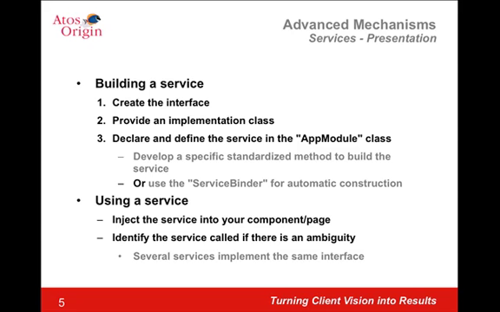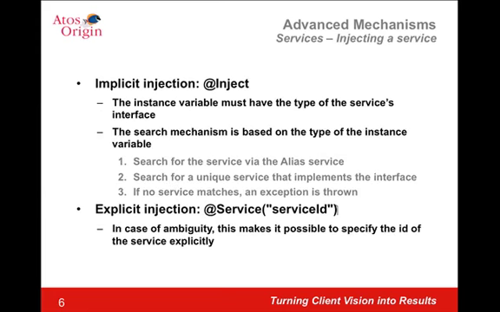We use the @Inject annotation to inject it into our pages and in our components. The instance variable must have the type of the service interface. Tapestry will look for a service based on the type of the interface by using the alias service. If it does not find the service, it will return an exception. If several implementations for one interface exist, we can identify the service to use with the @Service annotation, which takes as parameter the ID of the implementation, which will be specified in your IOC module.